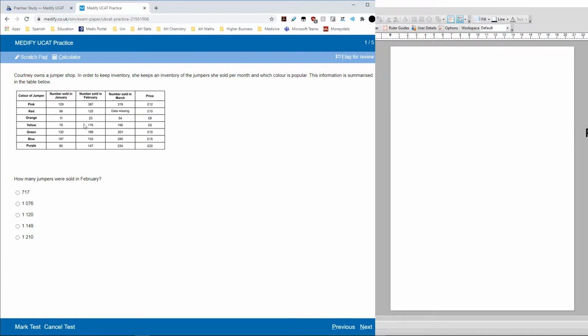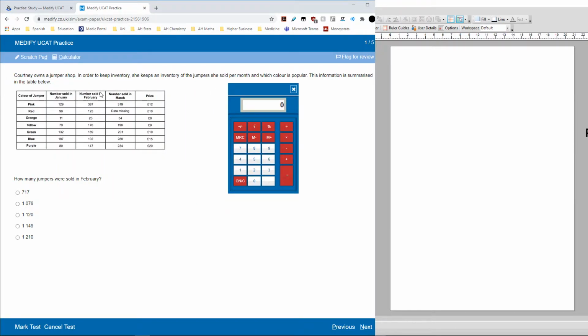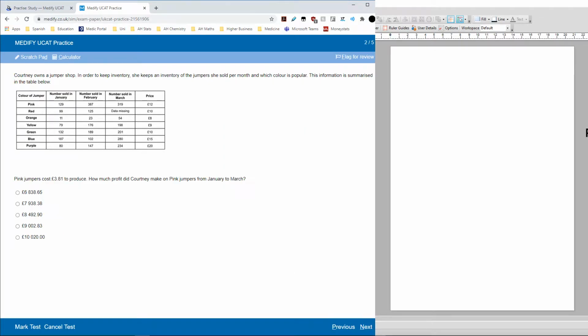Right, this one's pretty simple. We just have to add this column together for a number of jumpers. So we'll start off with 387, add 125, add 23, add 176, add 189, add 102, add 147, 1149. I'll make a little note of that. 1149 jumpers, February.